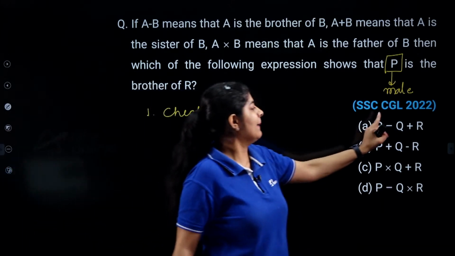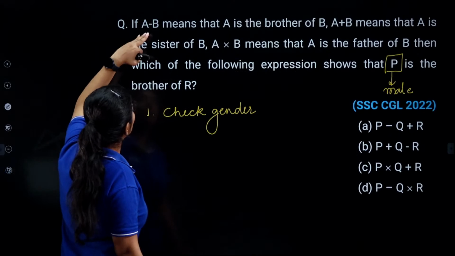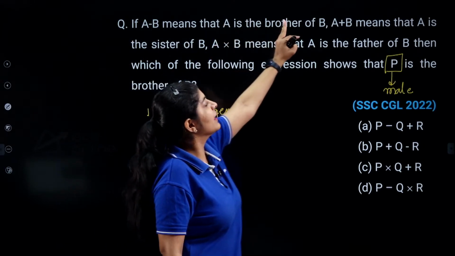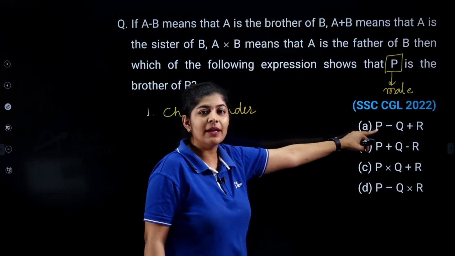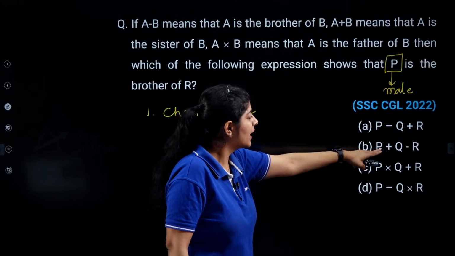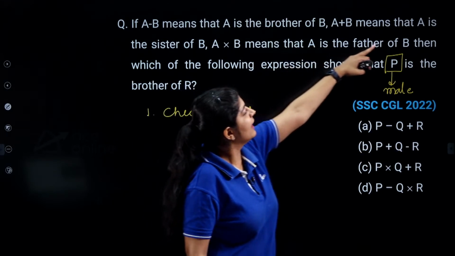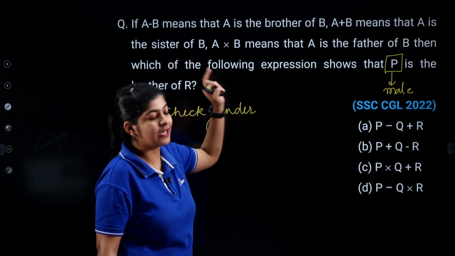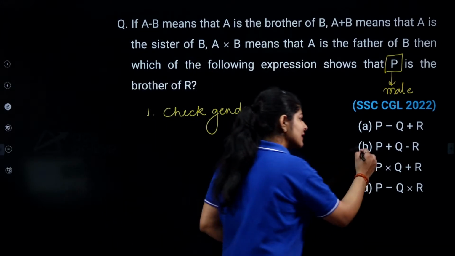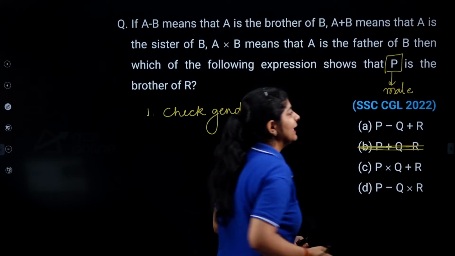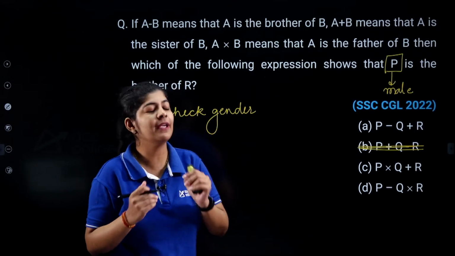Okay. P minus Q. Where is minus? Over here. A is a brother of R. That means P is a male over here. Okay. Next one. P plus Q plus A is a sister of B. That means P is a sister of Q. Simply eliminate because we need P as a male, not female. Next one.